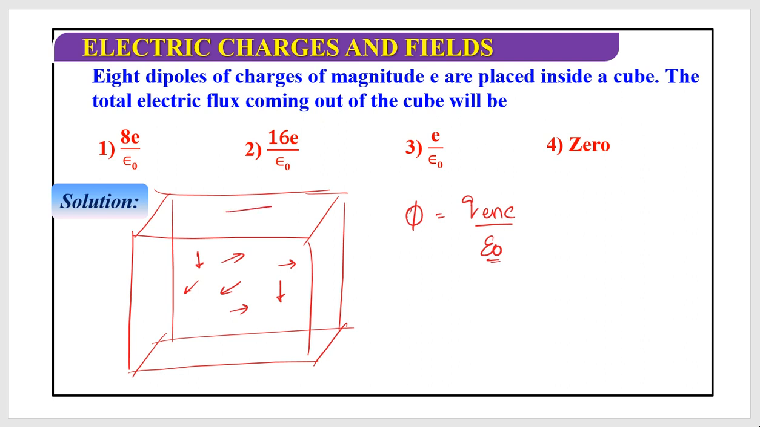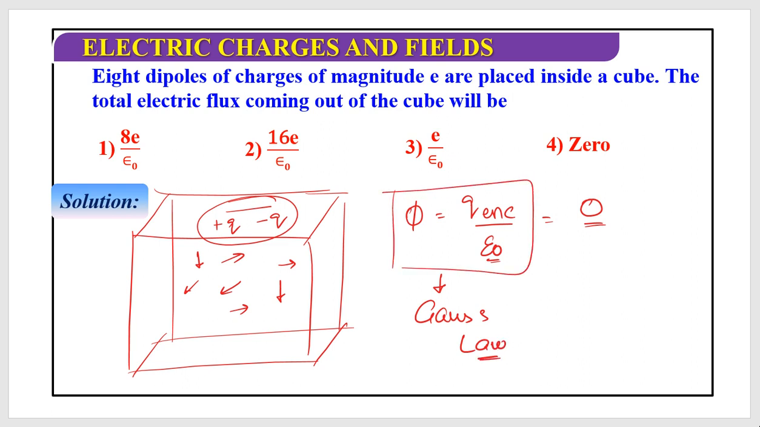I know that when one dipole is there, one is having plus q, another one is having minus q. So the net charge would be 0. But remember this question for next classes. It will help you. This is Gauss law that we learn in the next class. Flux is equal to q enclosed by epsilon naught. Move to the next question.